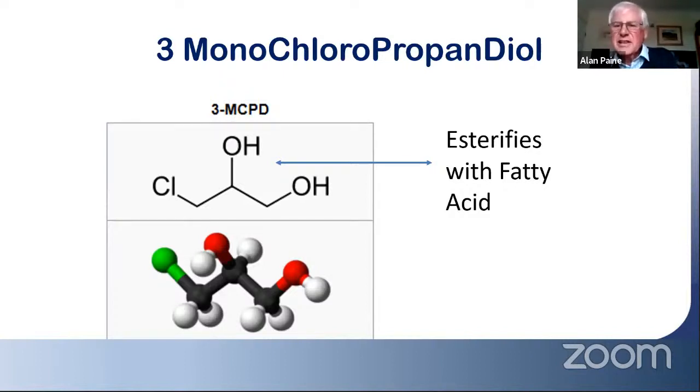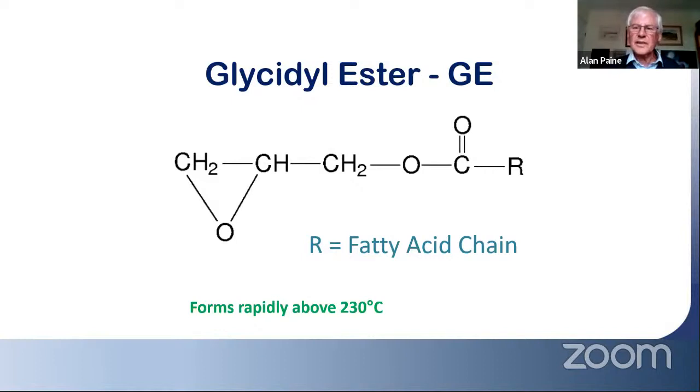3-MCPD stands for 3-monochloropropanediol, which you can think of as a glycerol molecule with one of the OH groups replaced with a chlorine atom. The chlorine can also be in the center position, which makes 2-MCPD. The hydroxyl or OH groups can esterify with free fatty acids to make 3-MCPD esters. Glycidyl esters form from diglycerides when oil is heated. The rate of formation rises rapidly above about 230 degrees Celsius.